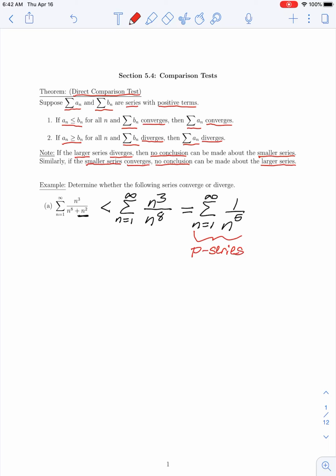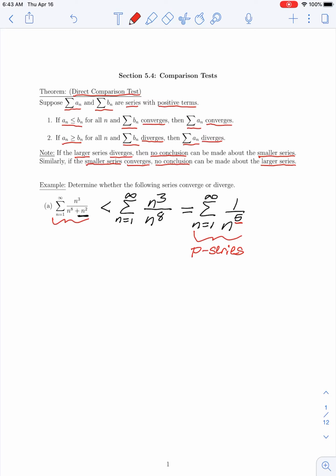It's a p-series where the value of p is equal to 5. And recall the p-series test says as long as that power p is greater than 1, that p-series is guaranteed to converge. So if this larger series converges, then we're guaranteed that our original series, which was smaller, must also converge by this direct comparison test.